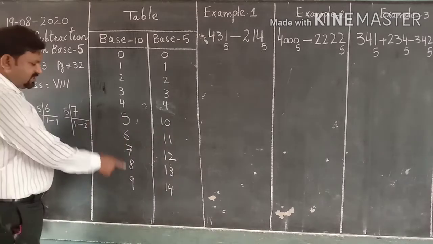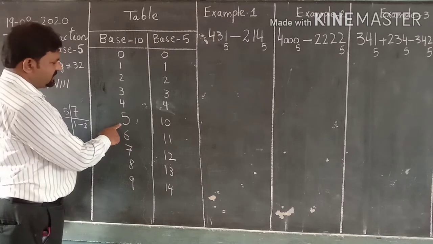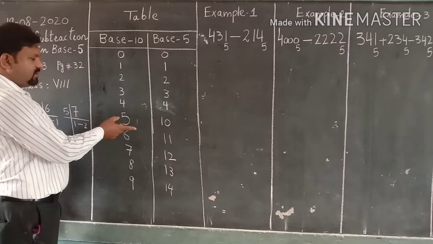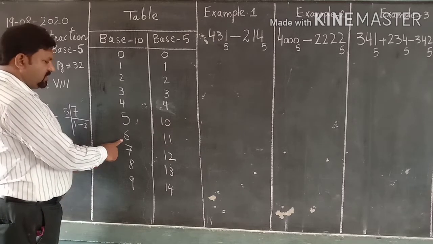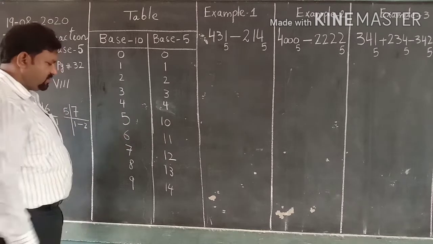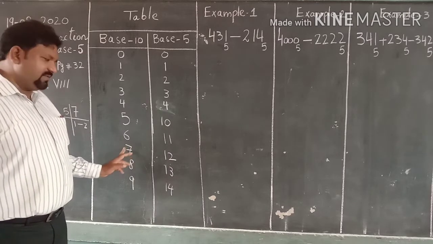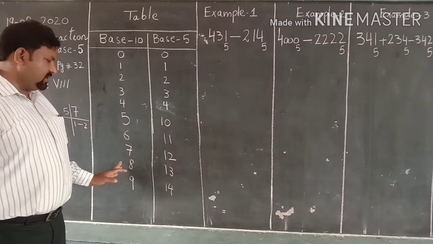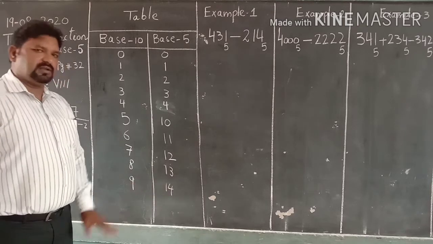From this table you can remember that 5 in base 10 is 10 in base 5. If the number is coming 5, then you will write 10. If the result is coming 6, you will not write 6; in place of 6, you will write 11. If the number is coming 7, you will write 12. If it is 8, you will write 13. If it is 9, you will write 14.